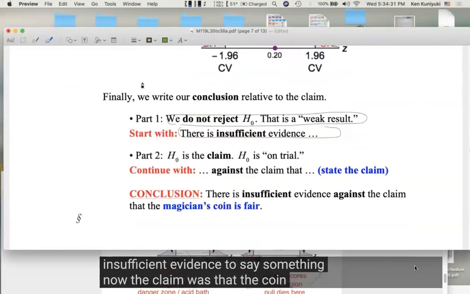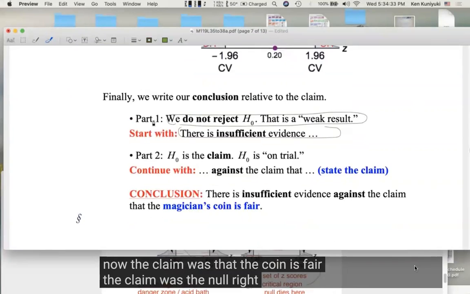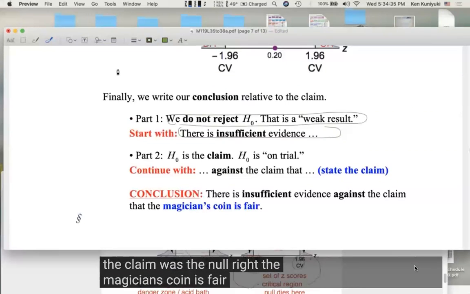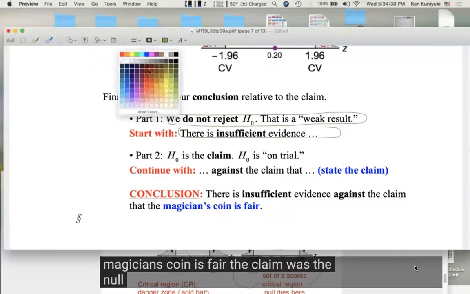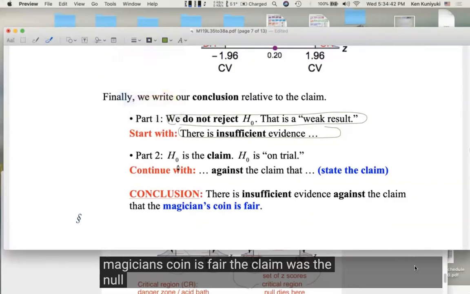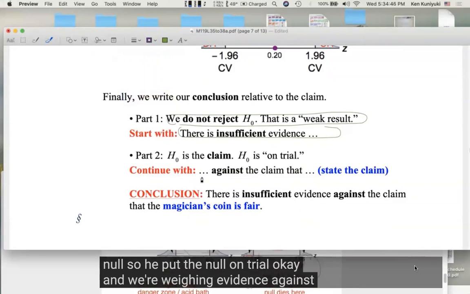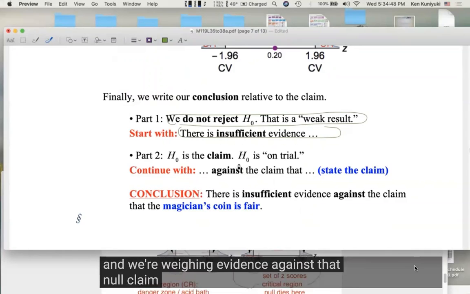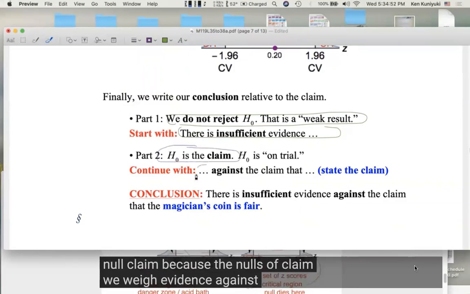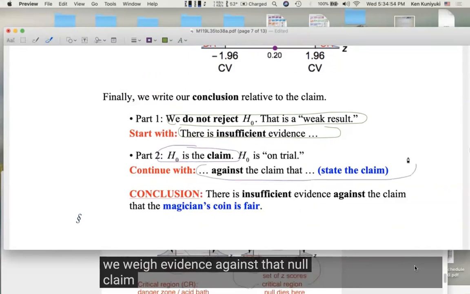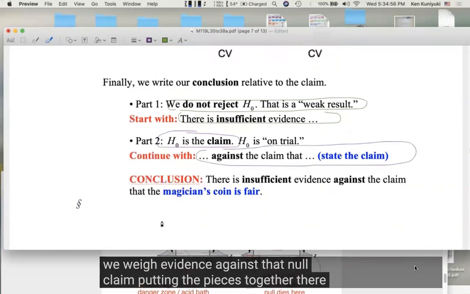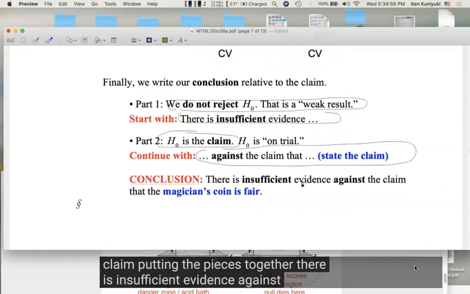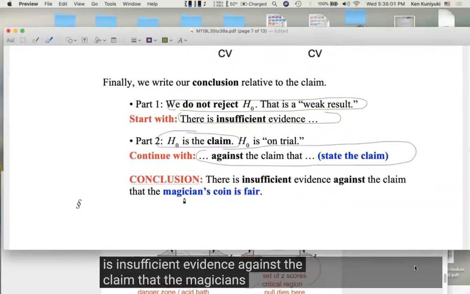Now, the claim was that the coin is fair. The claim was the null, right? The magician's coin is fair. So we put the null on trial, and we're weighing evidence against that null claim. Because the null is a claim, we weigh evidence against that null claim. Putting the pieces together, there is insufficient evidence against the claim that the magician's coin is fair.